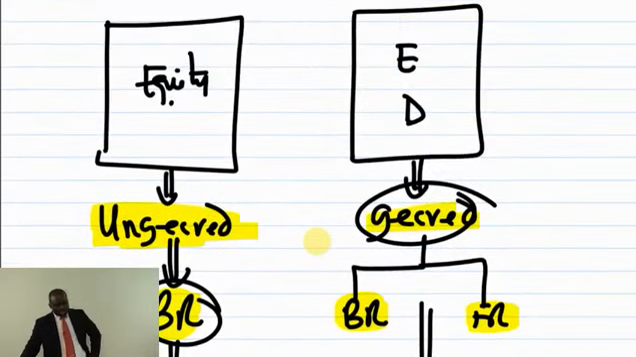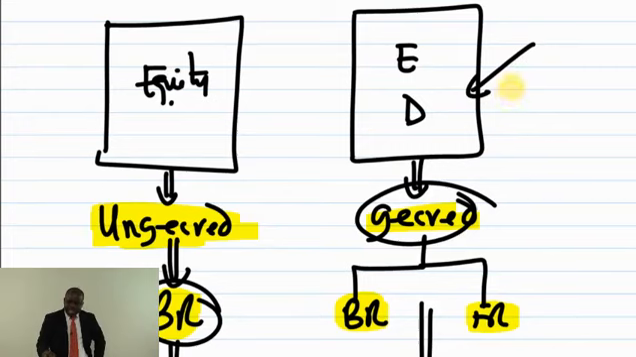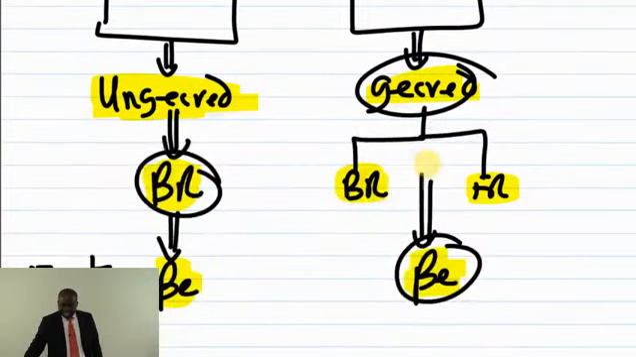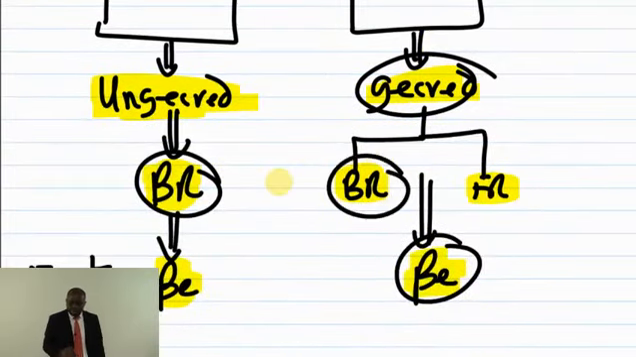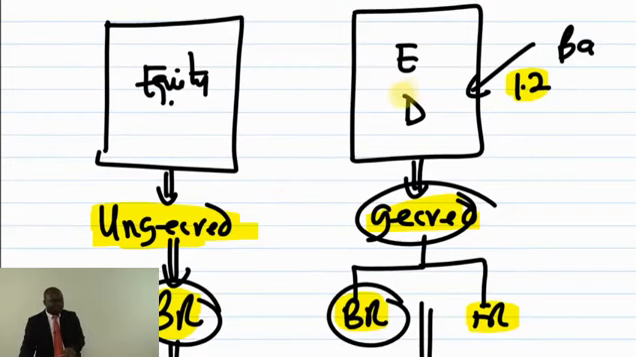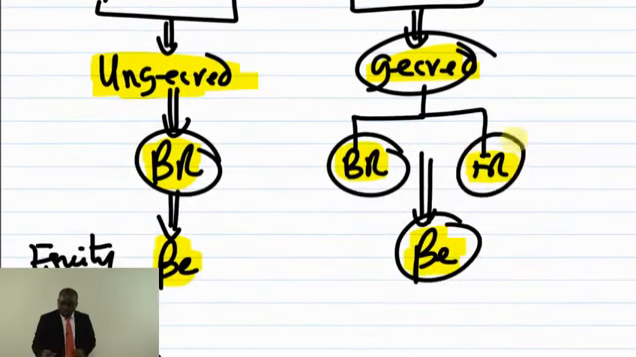So for instance, if I tell you this company's asset beta is 1.2, what is it doing? Because I said asset beta, even though this company is geared, that 1.2 is measuring only the business risk. But this company doesn't face only business risk, it also faces financial risk.